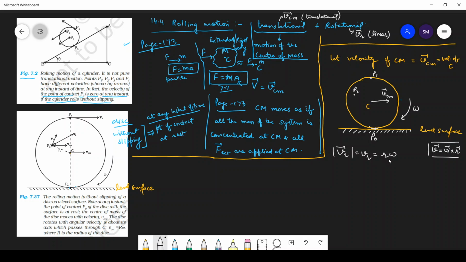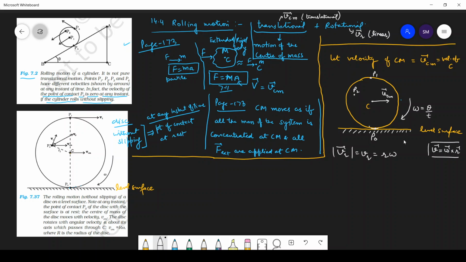So VR is equal to R omega, where omega is the angular velocity of the rotation of the disk about the axis, and that angular velocity depends on how much this angle is rotated with respect to time. This angular velocity is the same for all the points of the disk. And R is the distance of the point from the axis of rotation, that is from C.